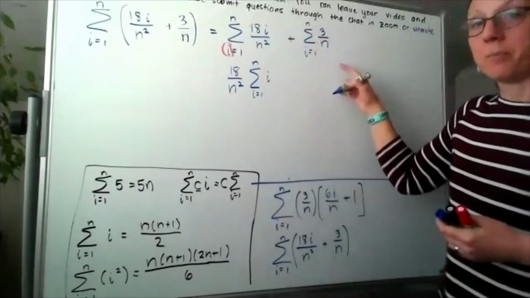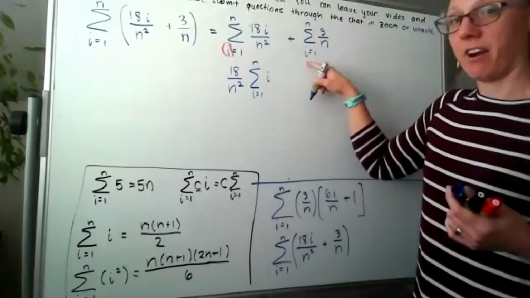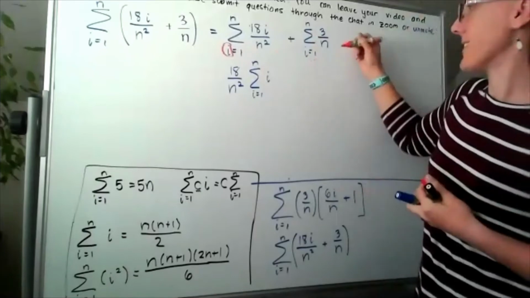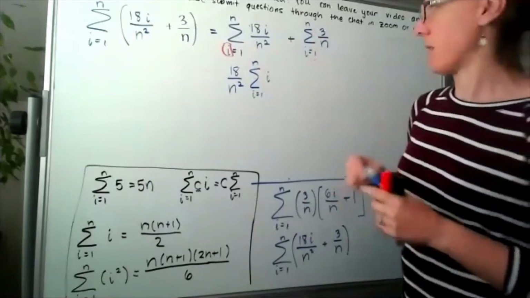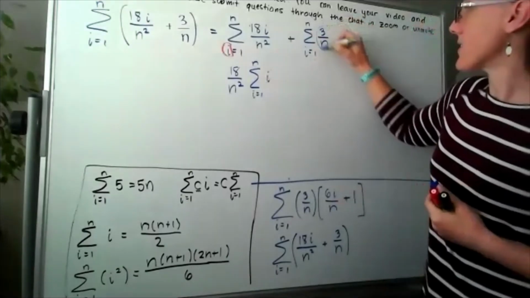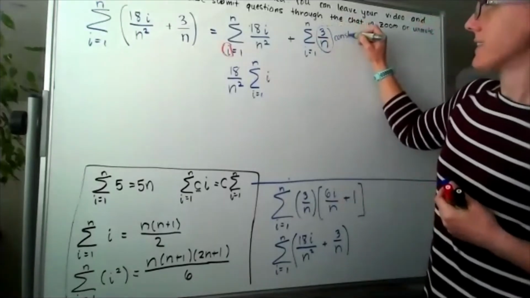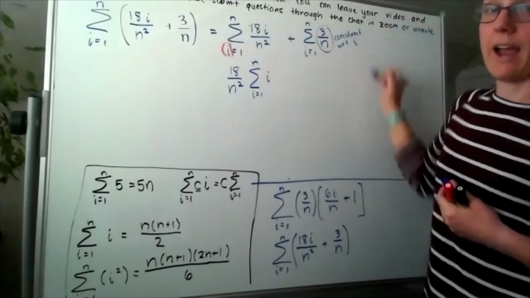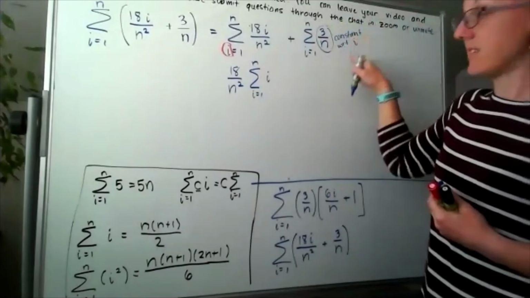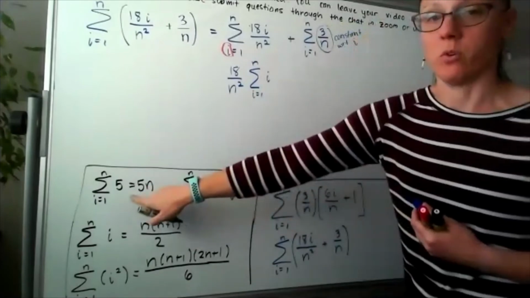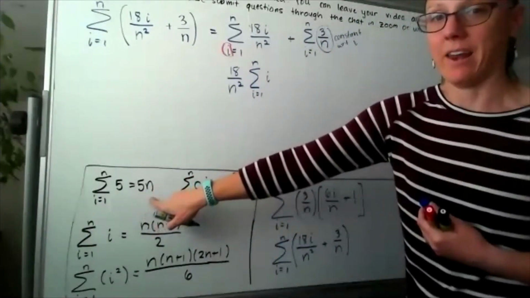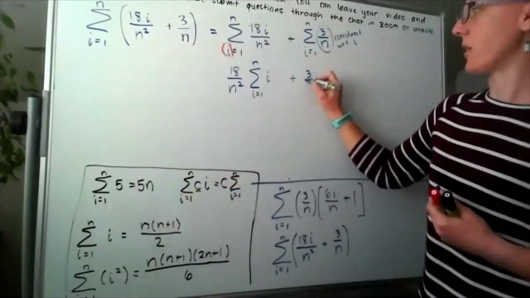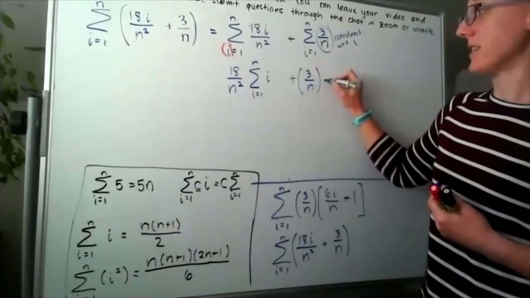And here, because i again is my variable, that means that the 3 over n is acting like a constant. So this whole thing is constant with respect to i. That means this is just going to follow that summation rule of being the constant times n. So we can evaluate that sum by saying that's 3 over n, the constant, times n.